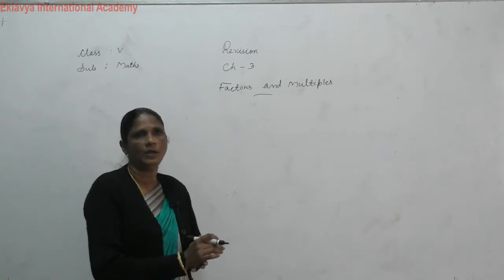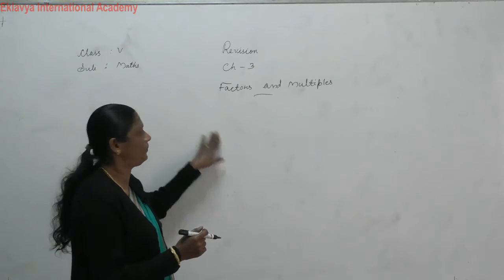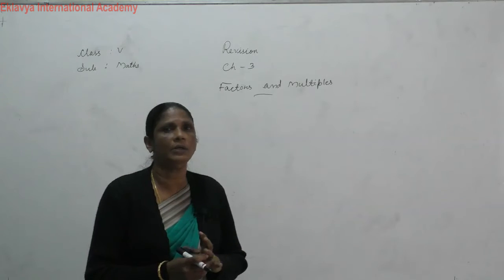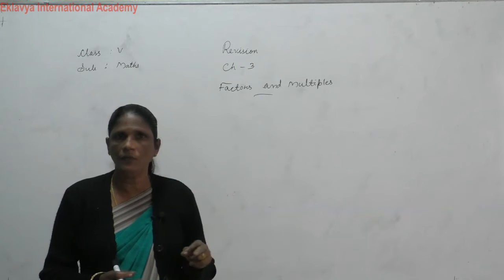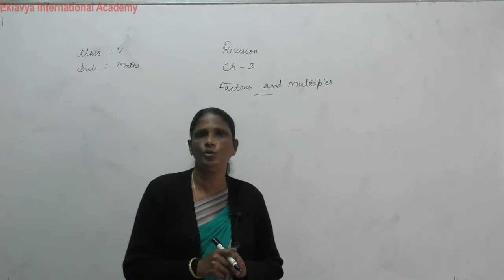You know the tests of divisibility come in this chapter. Divisible by 2: how to look here? If 0, 2, 4, 6, 8 come in the ones place, that number is divisible by 2.